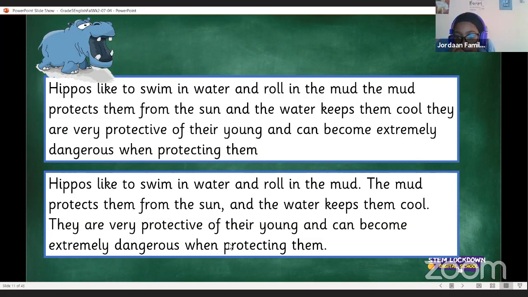Yes, ma'am. Okay, I'm going to do that. Are you ready? Yes, ma'am. Hippos like to swim in water and roll in the mud. The mud protects them from the sun and the water keeps them cool. They are very protective of their young and can become extremely dangerous when protecting them. You see, I nearly ran out of breath.